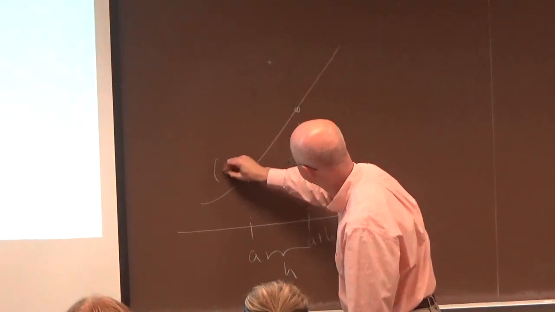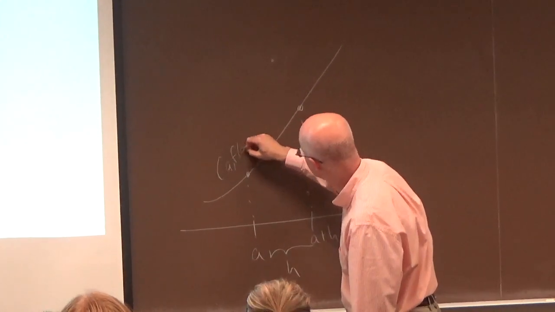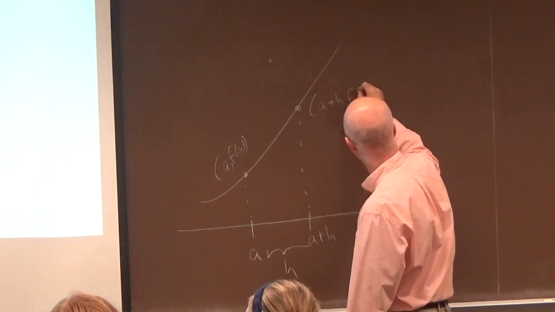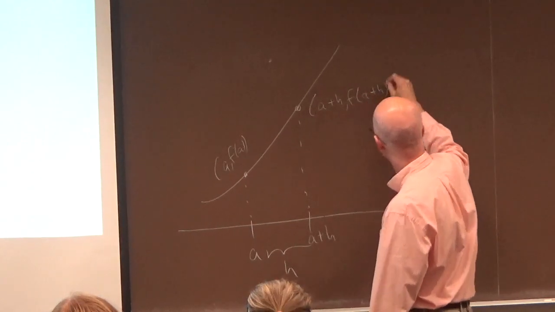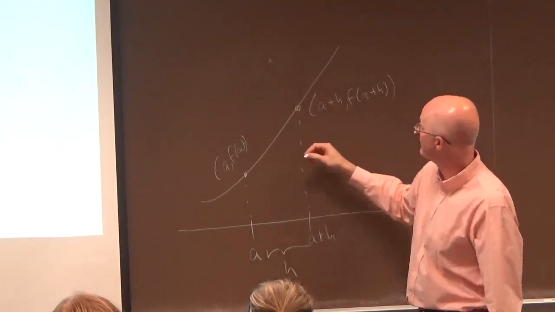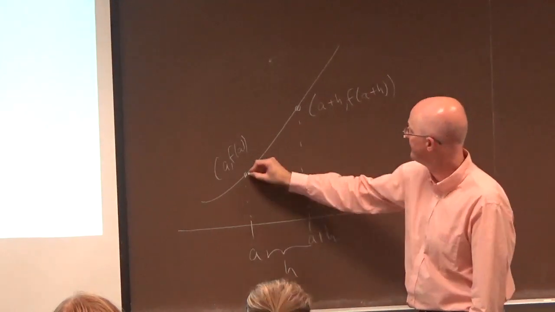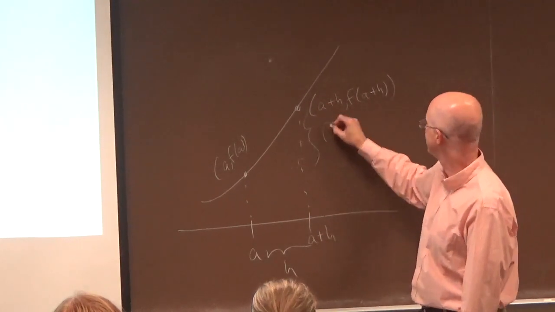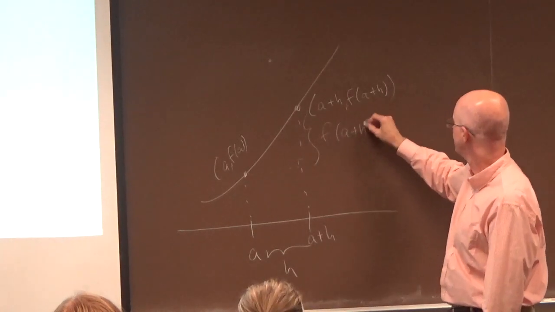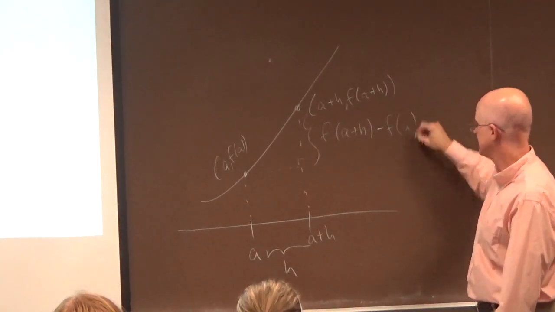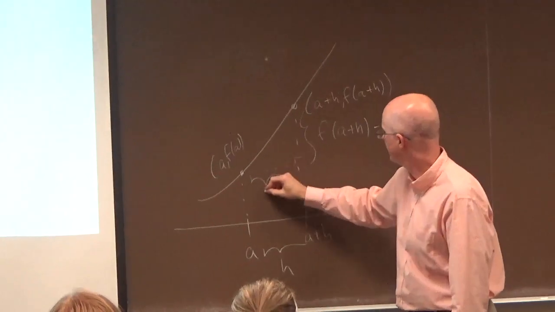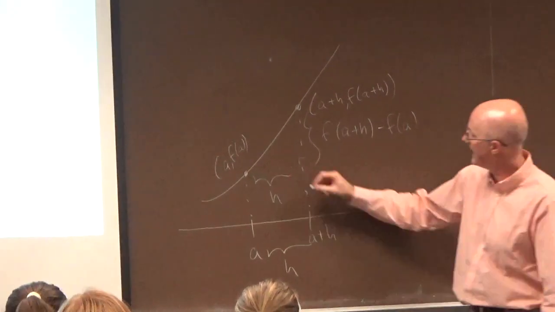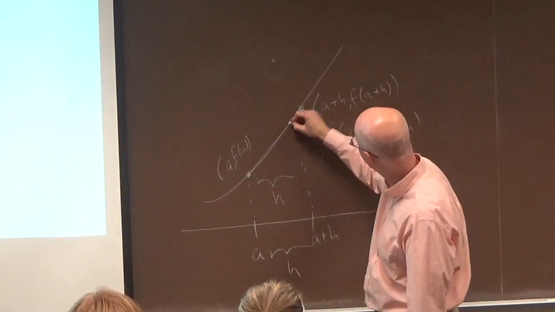For any fixed h, think of h as being a distance if it's positive, the coordinates of this point are a, f of a. The coordinates of this point are a plus h, f of a plus h. That's rise over run if you ignore the limit sign. That distance right there is f of a plus h minus f of a. This distance right there is h. This is the rise, this is the run. That's rise over run. It's a slope of a line connecting these points right there.